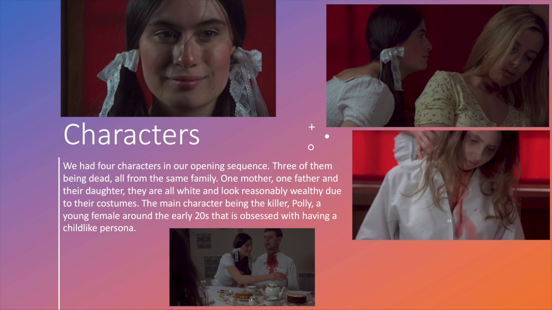We had 4 characters in our opening sequence, 3 of them being dead, all from the same family, one mother, one father, and their daughter. They are all white and look reasonably wealthy due to their costumes, the main character being the killer, Polly, a young female around her early 20s that is obsessed with having a childlike persona.